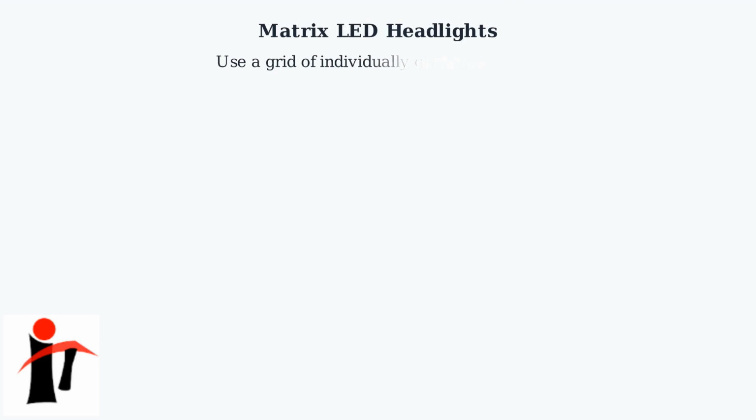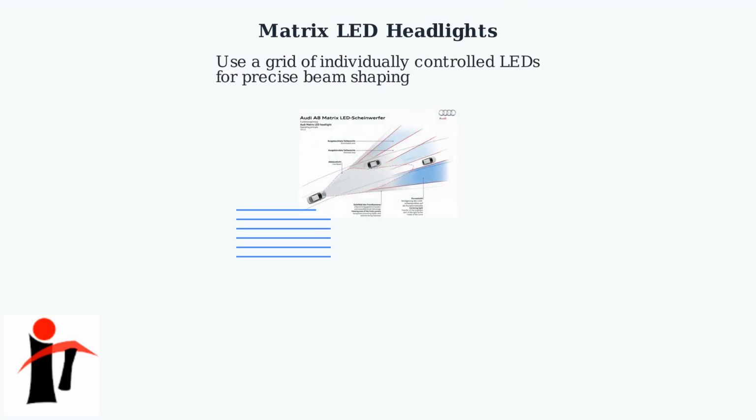Matrix LED headlights, like Tesla's adaptive system, use a grid of individually controlled LEDs. This allows for precise beam shaping to maximize road illumination while creating dark spots to avoid glare for other drivers. In contrast, standard lights use fixed beams that provide uniform illumination across the road. While this offers consistent lighting, it lacks the dynamic adjustment capabilities of Matrix LED systems.